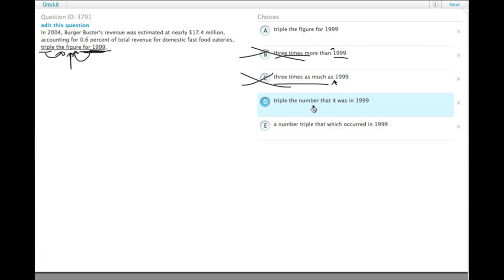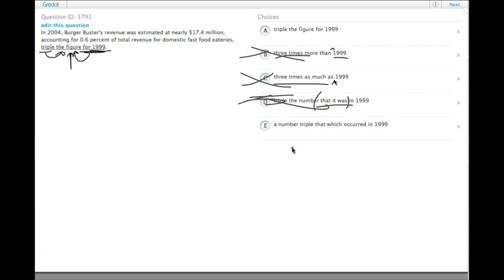D, we have triple the number, which is okay. I mean, it's a number, a figure, a number, same thing. Triple the number that it was in 1999. The that it was is really just extra words that does the same thing that choice A does, but with three more words. So we don't want that.